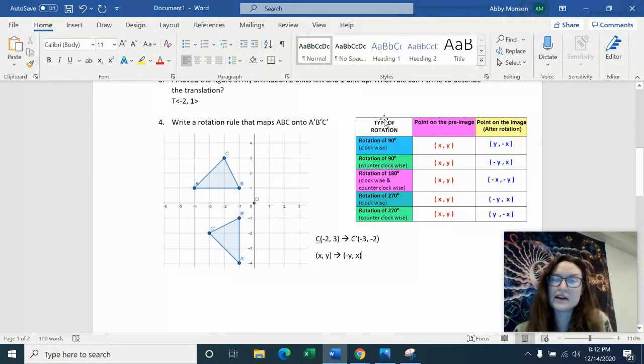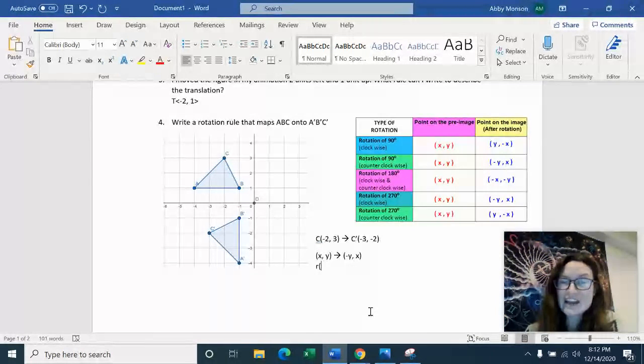of 90 degrees. So the way we write this, we're going to write a little r. That means rotation, lowercase r. Do not write uppercase because that's for a reflection. Lowercase r, and then in our parentheses, the first thing we write is the angle of rotation. Our angle of rotation was 90 degrees.